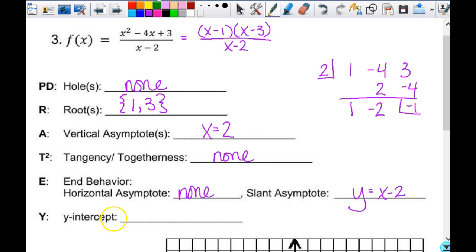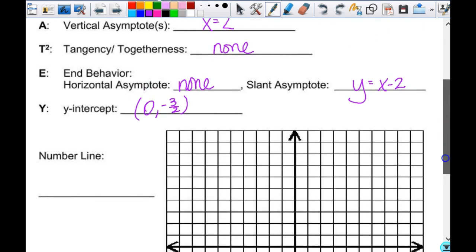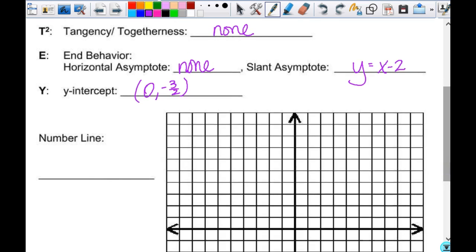My y-intercept is much easier to get from this form, because it should knock out all my x's. It's going to be 0, negative 3 halves. Okay, there you go. Then my number line here. On my number line, I put my roots and my asymptotes. So I got 1, 2, and 3.